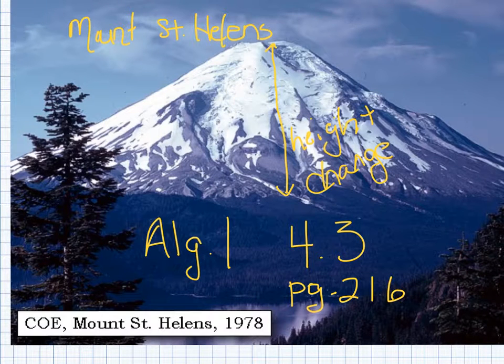This is Algebra 1, 4.3, starts on page 216. This is a picture of Mount St. Helens, and the height of Mount St. Helens has changed. They've talked about what it was before it erupted and then how high it was after the eruption. So you'll have a problem later that will address that.